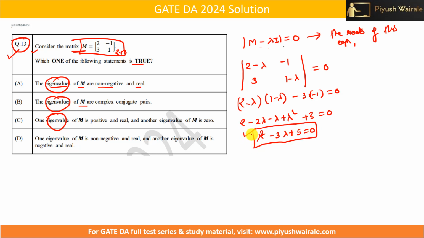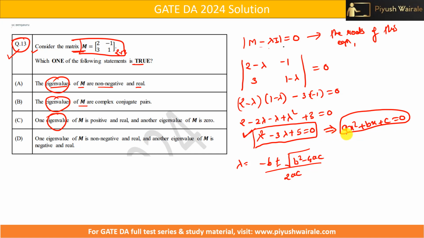So this is the characteristic equation of this matrix, and the roots of this equation will be my eigenvalues. How do we find the roots? For that, I will use lambda equals minus b plus minus square root of b square minus 4ac, upon 2a. Now just put in the values. Compare this equation with ax square plus bx plus c equals 0, and this is how we can find the roots. So b is basically minus 3 here.